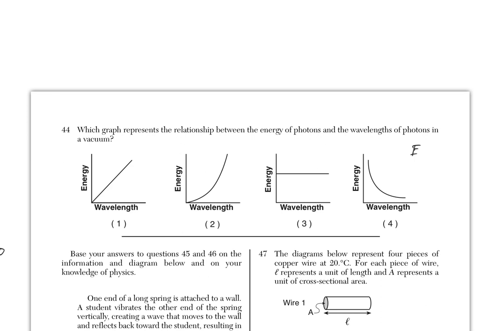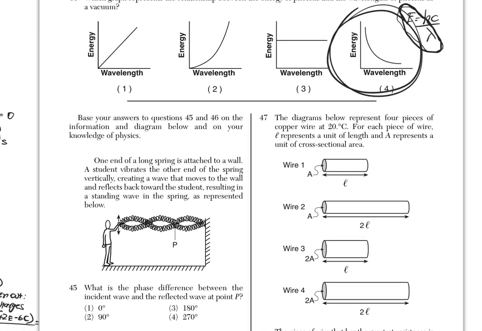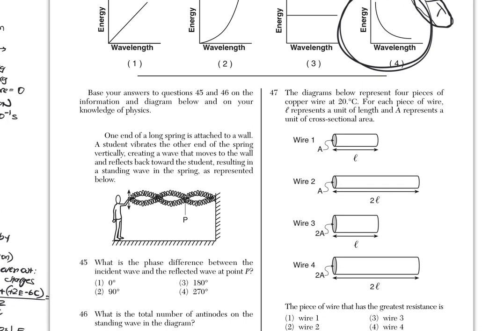My formula is hc over lambda. Energy and wavelength are inversely proportional. Energy and frequency are directly proportional, but energy and wavelength are inversely proportional. Anything that is inversely proportional looks like that curve, that hyperbolic curve of y equals a constant over x. So that is choice 4. Groovy.